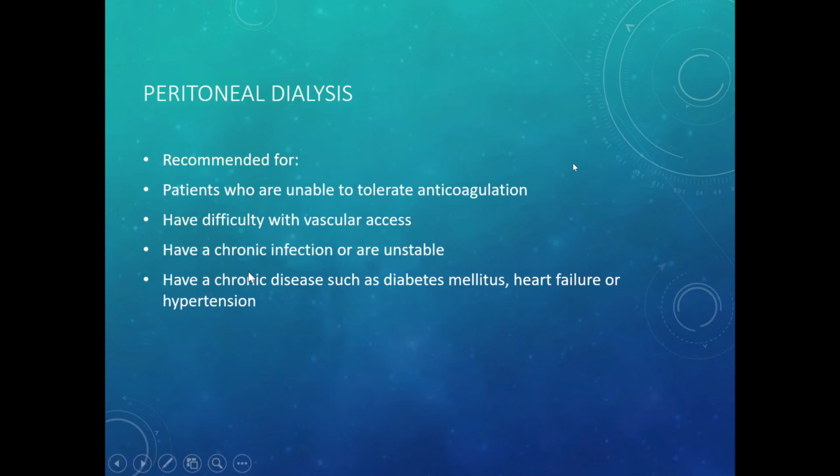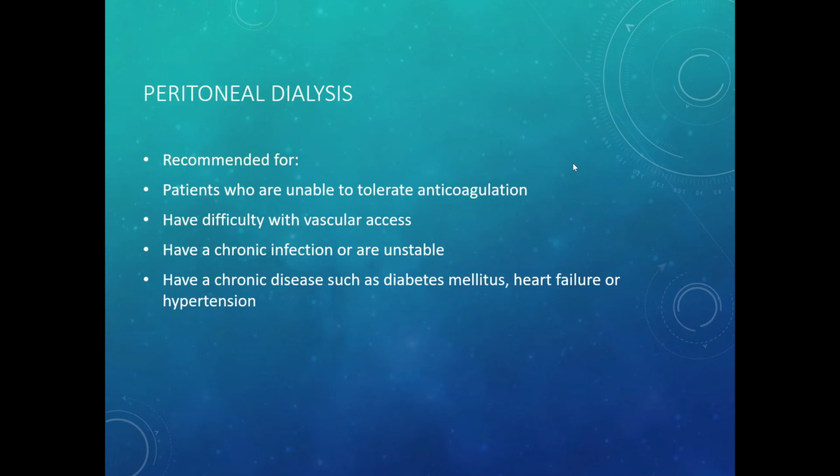Here's who it's recommended for. This is the same exact thing that it says in your book. People who don't tolerate anticoagulation. So you can't tolerate that heparin 3 times a week that we have to do with chemo. Somebody that has peripheral vascular disease. Why? Because that person has trouble with their vascular status already.